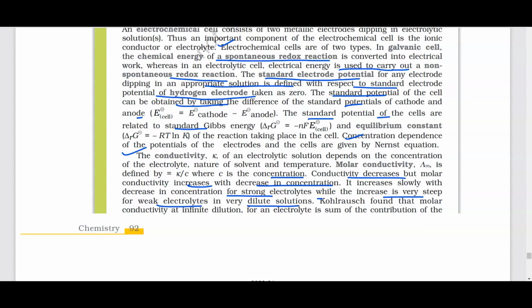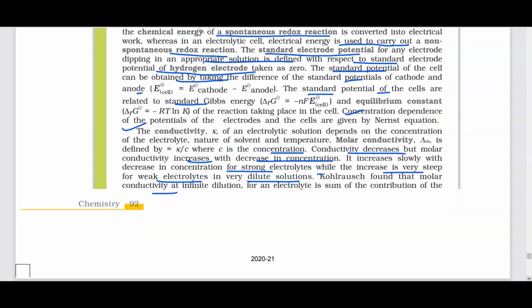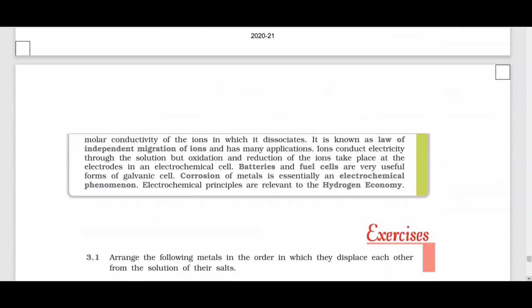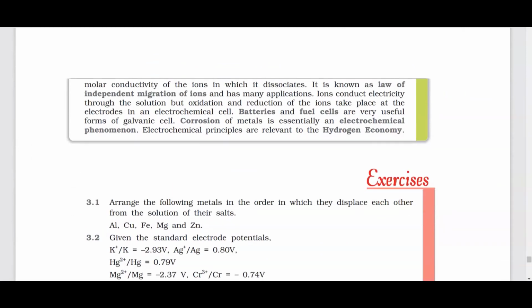Kohlrausch found that molar conductivity at infinite dilution for an electrolyte is the sum of the contribution of the molar conductivity of the ions in which it dissociates. It is known as law of independent migration of ions and has many applications. Ions conduct electricity through the solution, but oxidation and reduction of the ions take place at the electrodes in an electrochemical cell.